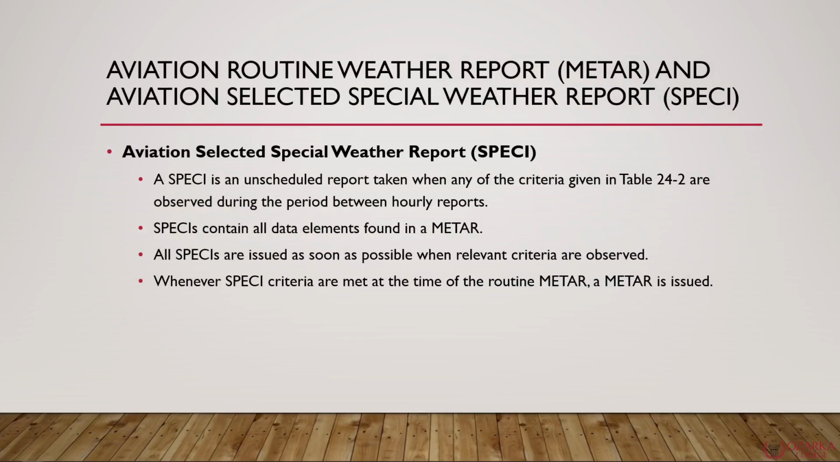So let's talk about the SPECI. The SPECI is an unscheduled report taken when the criteria in Table 24-2 are observed during the period between hourly reports. SPECIs contain all the elements found in a METAR. Now they're issued as soon as possible when relevant criteria are observed. Whenever SPECI criteria are met at the time of a routine METAR, a METAR only is issued, okay? So if it's time for that system to produce a METAR and the SPECI conditions are present, it's not going to give you a SPECI, it's going to give you a regular METAR.